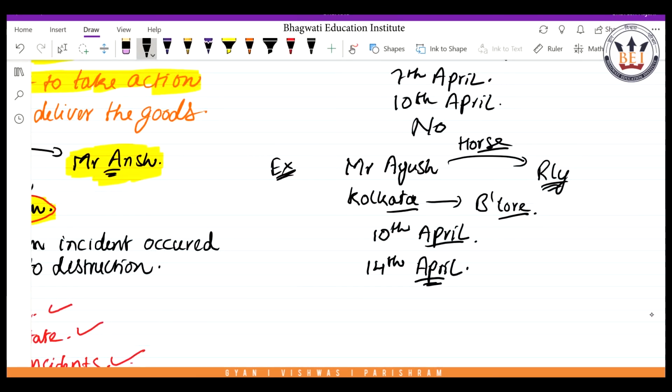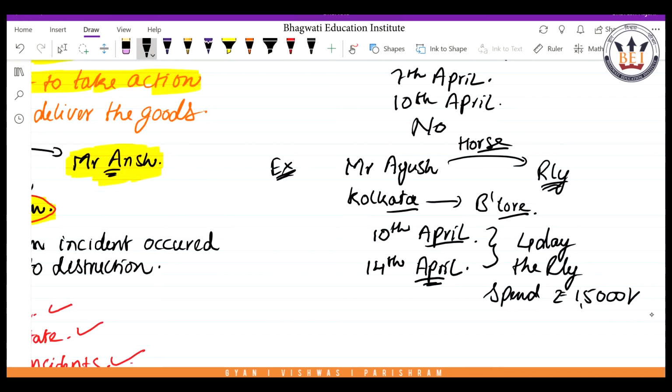So Ayush turns up on 14th of April to receive the horse. 4 days over here, or rather, count here: 11th, 12th, 13th and 14th, 4 days. The railways spend rupees 15,000 on upkeep of the horse.